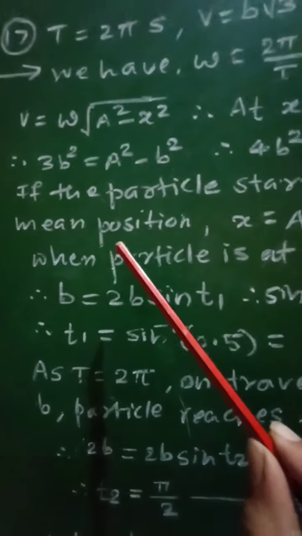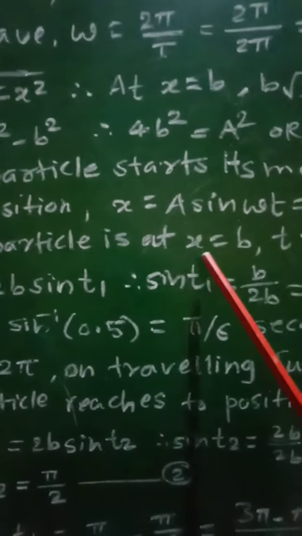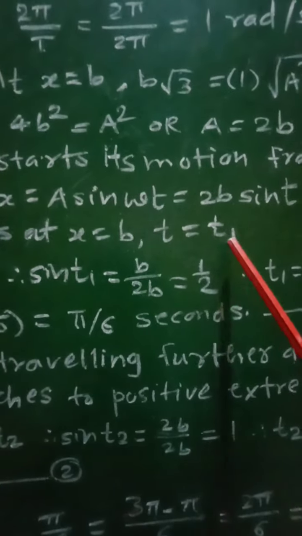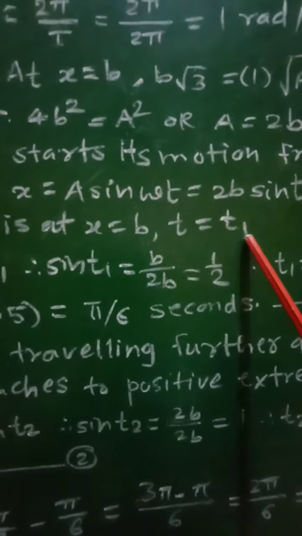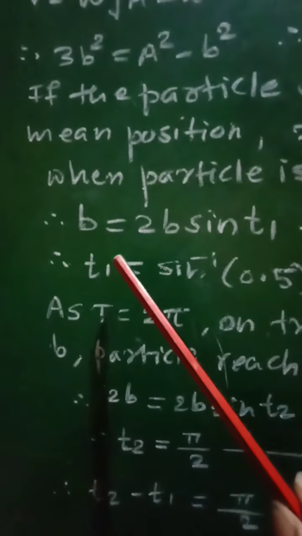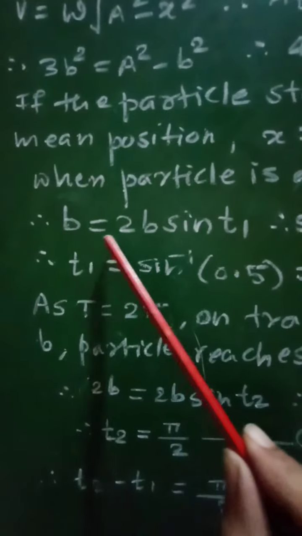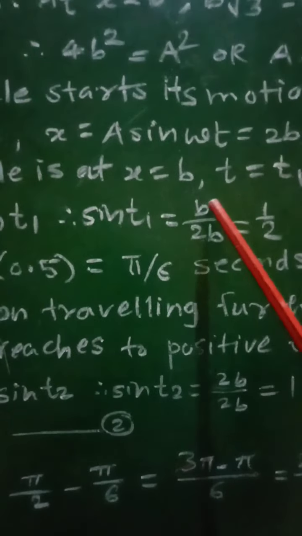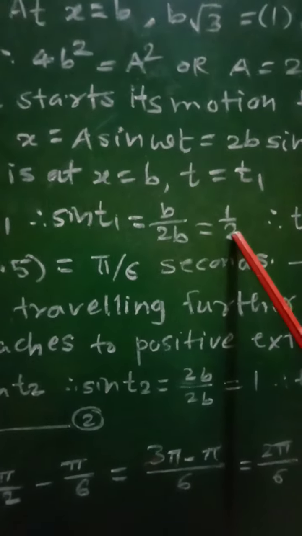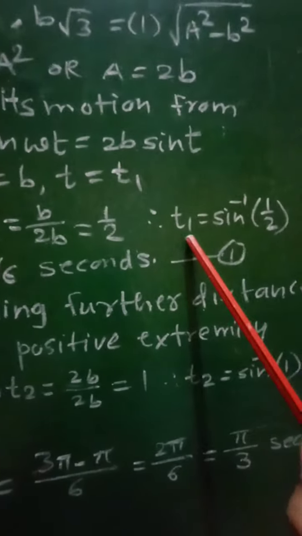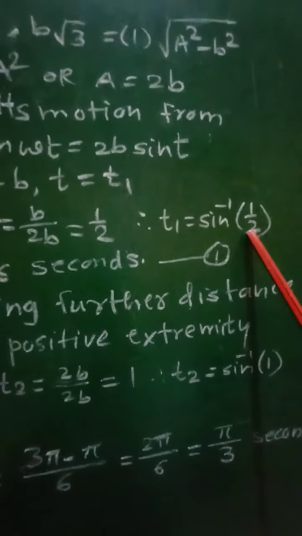Now when that particle is at x is equal to b, t will be taken as t1, that is the initial time, and therefore we can write b equal to 2b sine t1, and therefore sine t1 will be equal to b upon 2b equal to half. As sine t1 equals half, t1 will be equal to sine inverse of half.